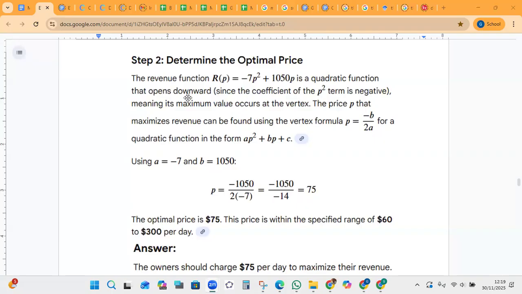Now there is another way to calculate this using calculus, which of course is what we are interested in.